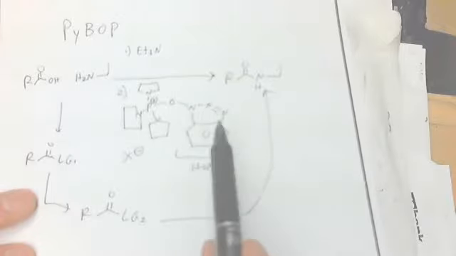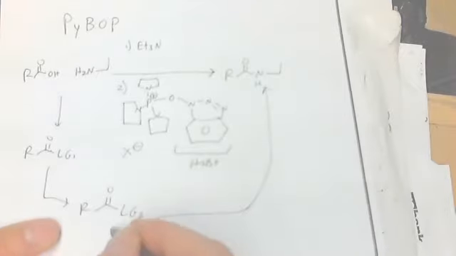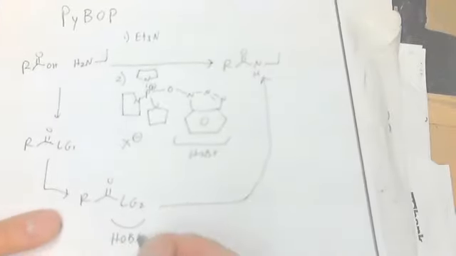And then you have HOBT, and then that'll attack, same thing, kick off leaving group 1, and then give you leaving group 2, which is essentially HOBT attached. So it's the same exact thing as we just did. HOBT, this crazy big thing, is kind of attached. And then finally the amine kicks it off. So all of these kind of work the same way, and it's a cool thing. Used very, very commonly in peptide synthesis, but also in drug synthesis and organic synthesis in general.